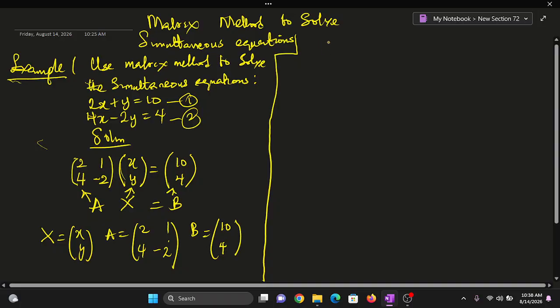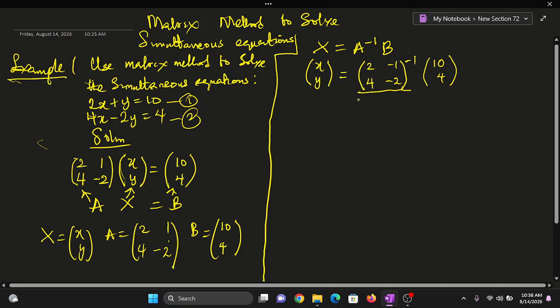Now, having identified those things, this is how you go about it. You write X is equals to A inverse, so that is taking your A to the other side makes it A inverse times B. So that means you have x y is equals to 2, 1, 4, minus 2 inverse, and we have this will be 10 and 4. Now, how do we find this?